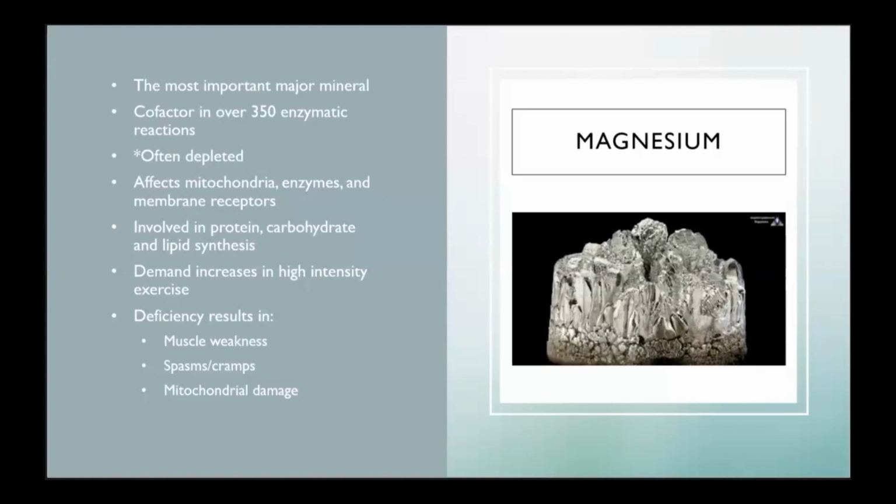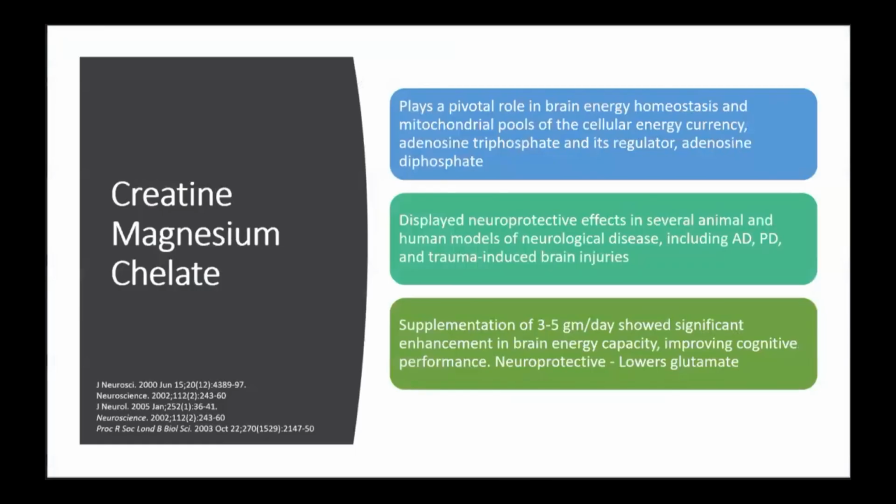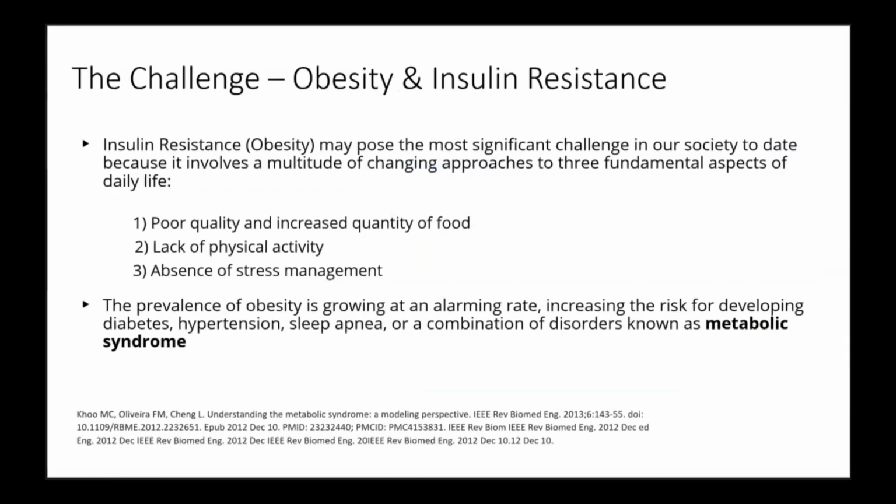Use that Coptis. Here's creatine magnesium chelate, just showing how specific it is, enhancing mitochondria, neuroprotective, 3 to 5 grams a day, right? Increased brain energy capacity, improves cognitive performance, neuroprotective, lowers glutamate, and tons of data.